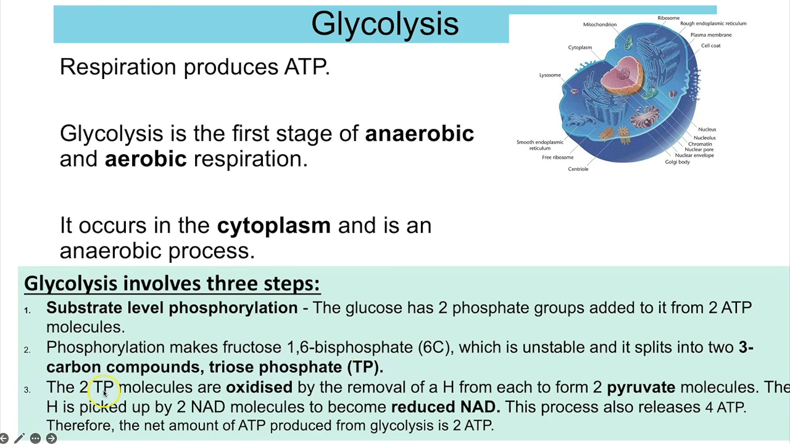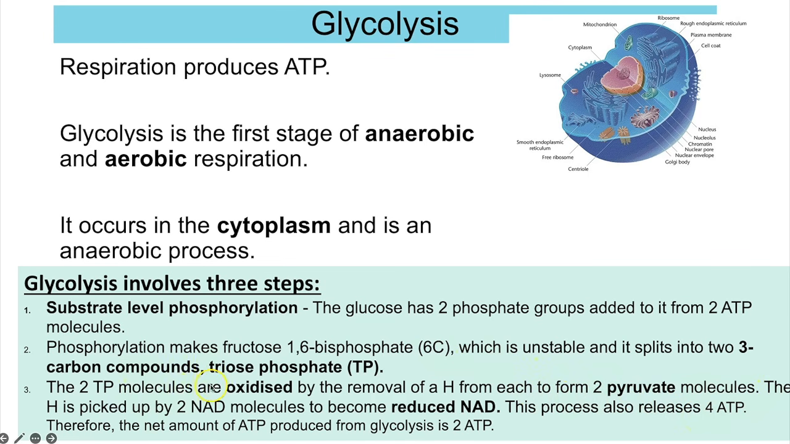Lastly then, those TP molecules, both of them, are oxidized, and they're oxidized by removing a hydrogen. And the reason removing a hydrogen is oxidation is a hydrogen atom is 1 proton and 1 electron. So oxidation is the loss of electrons. If you remove a hydrogen atom, you are removing an electron. So it's oxidized by the removal of a hydrogen atom, and that will then form 2 pyruvate molecules.